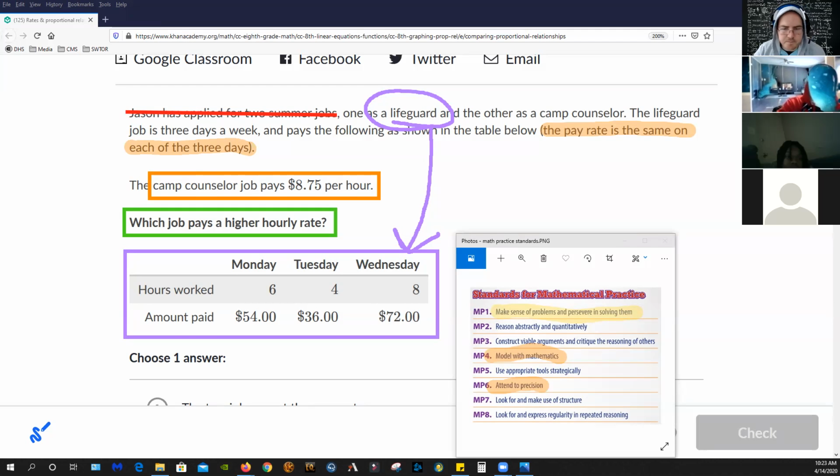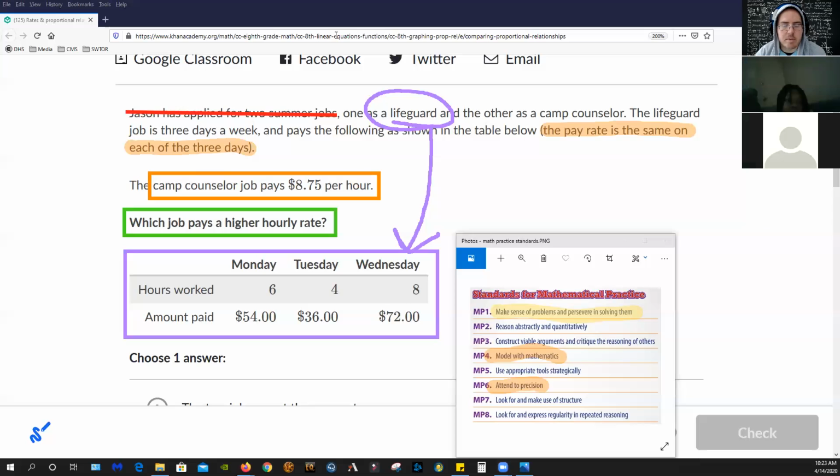Okay, well, let me grab my highlighter again for just a second. That means what we're going to be doing now is constructing a viable argument. Right here, math practice standard number 3. So let's do that.